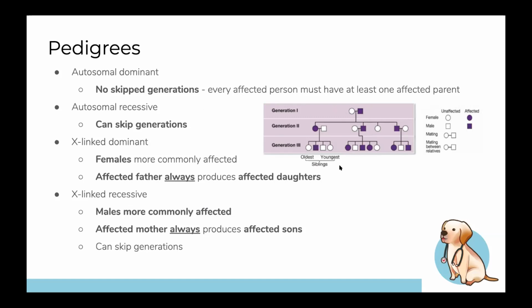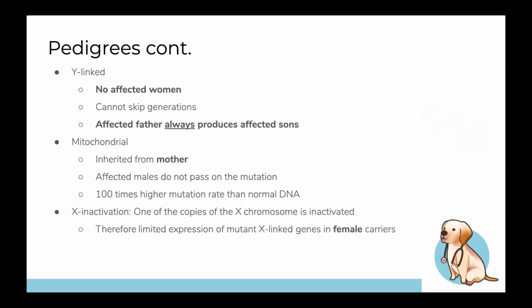X-linked dominant, females will most commonly be affected, and an affected father will always produce affected daughters. And X-linked recessive, well, males are going to be more commonly affected because they only have one X chromosome, and your affected mother will always give that affected X chromosome to the son, so the son will always be affected. You've got your Y-linked, which is characteristic of all the males, so you're not going to see any women with Y-linked issues. And mitochondrial ones, they're always going to be inherited from your mother.